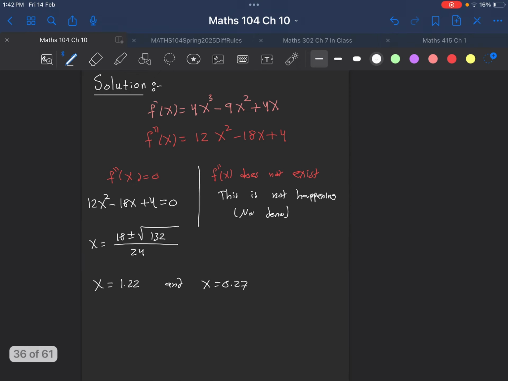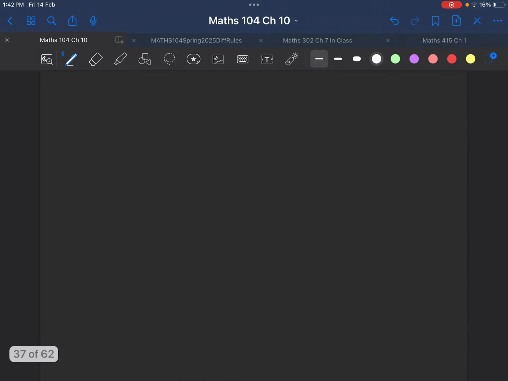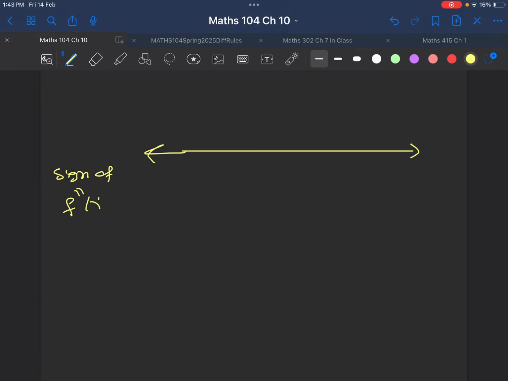Now, what we need to do next is we need to write the number line and check whether it is concave upward or concave downward. So here is the number line. And now we need to find the sign of f double prime of x. Remember, f double prime of x, because I will need it to substitute, it is 12x squared minus 18x plus 4.